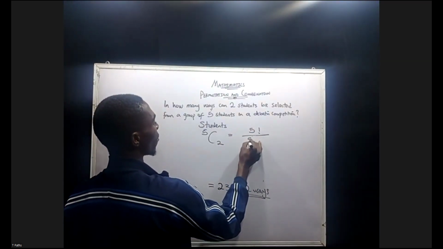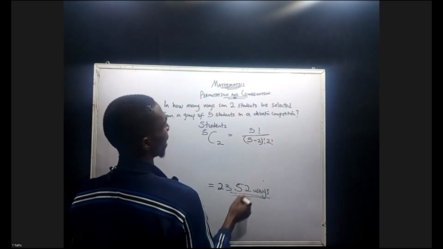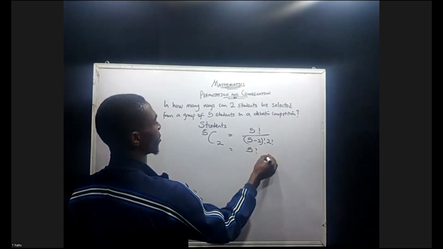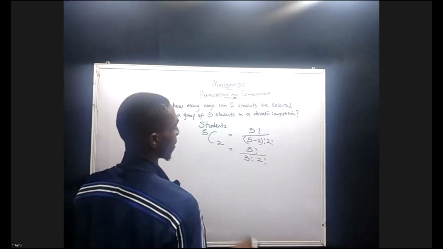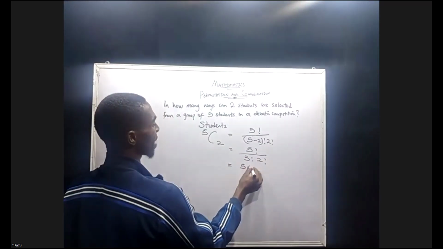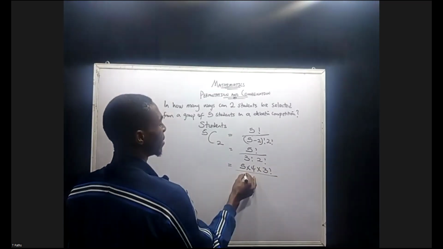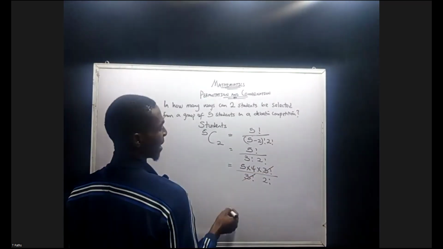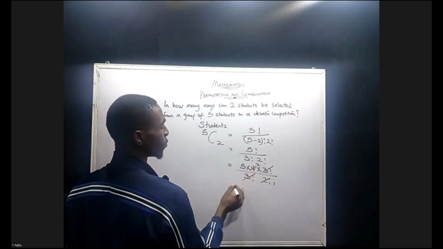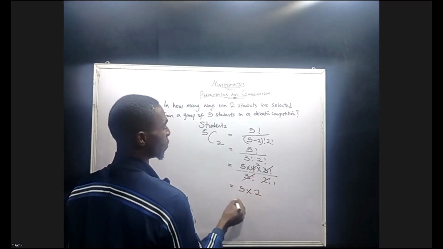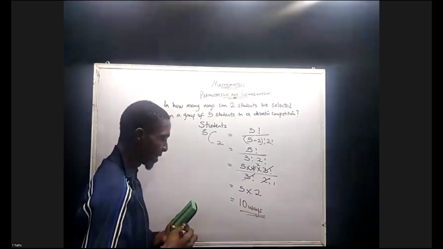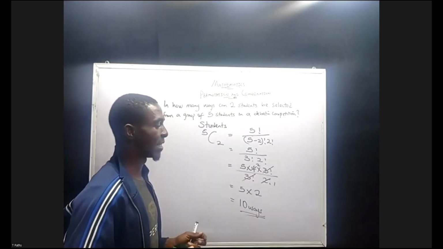5 factorial over 5 minus 2 factorial, 2 factorial. So this becomes 5 factorial over 3 factorial, 2 factorial. This then becomes 5 times 4 times 3 factorial over 3 factorial, 2 factorial. Then this one can take away this one here. 2 here 1, 2 here 2. So we are left with 5 times 2. And that is 10 ways. It is simple and direct.